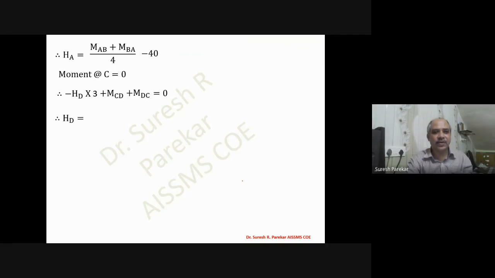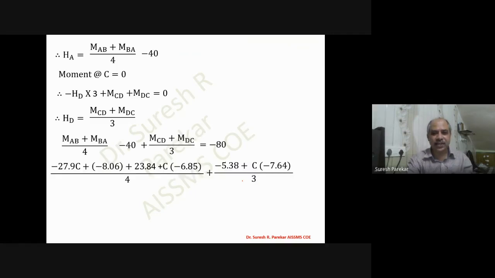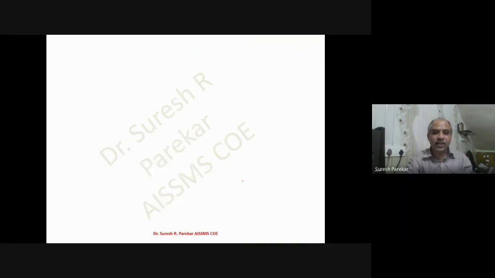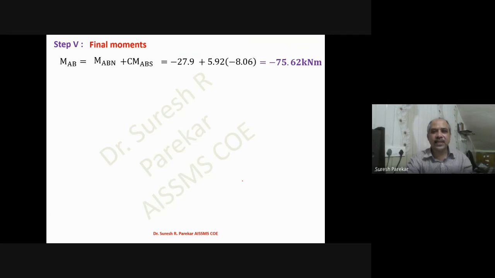So we have these values equal to 0 for the second part, that is the CD column, taking moment about C equals 0, and then I will get HD. And if I put these values in these equations, then I will get the value of C. You can go through the calculations, and I will get C as 5.92. And now I will substitute this value of C, which will be for final moments. So we have it in this fashion. So I have kept this value of C in this.